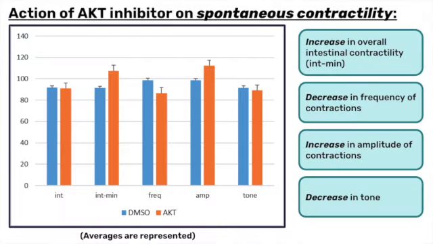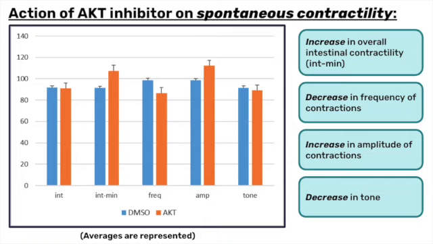So let's look at the actions of AKT inhibitor on spontaneous contractility, meaning the contractility of the intestine when it is not stimulated by an agonist. So it's intrinsic contractile activity. These values were the calculated averages of integral, integral from minimum, frequency, amplitude, and tone that were obtained from the channels containing the buffer, so channels 1 and 2, and then from those containing AKT inhibitor, so channels 3 and 4, both in the absence and in the presence of CXCL1.